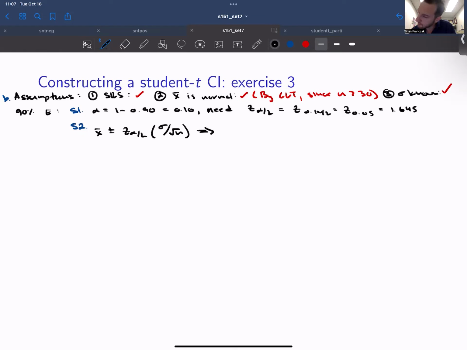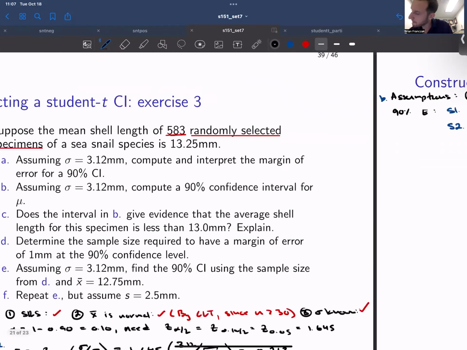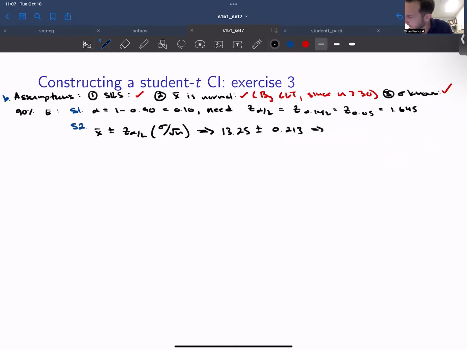So this is going to be 13.25 plus or minus 0.213. And then the result is 13.037 to 13.463.